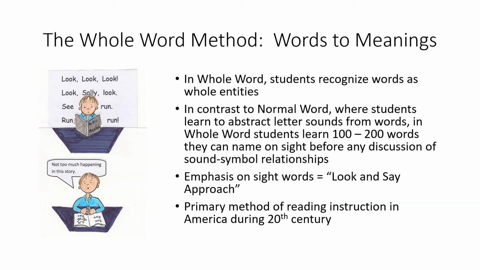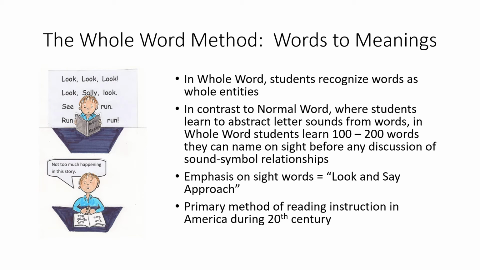In the whole word method, students are asked to recognize words as individual, whole entities. In contrast to the phonics method, where students are asked to abstract the sounds from the words, in the whole word method, students are asked to memorize on sight between 100 and 200 words before they even are exposed to any discussion about sound-symbol relationships.